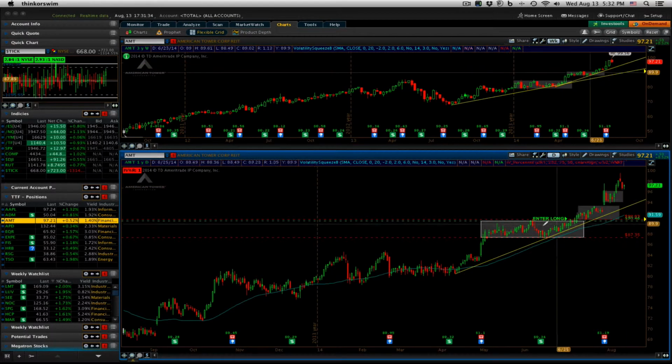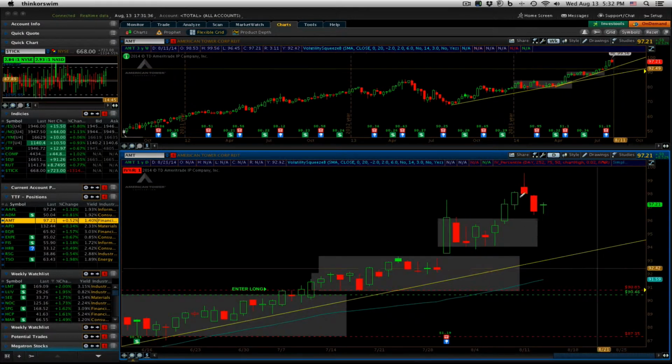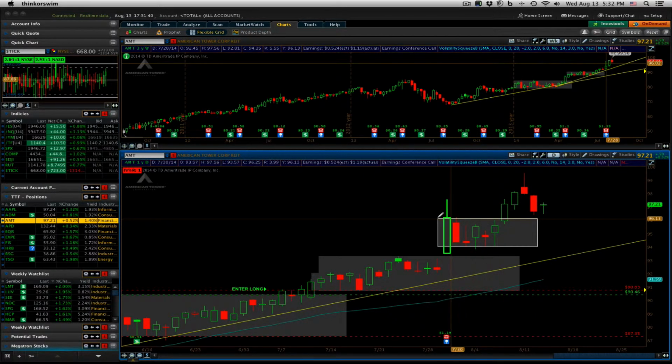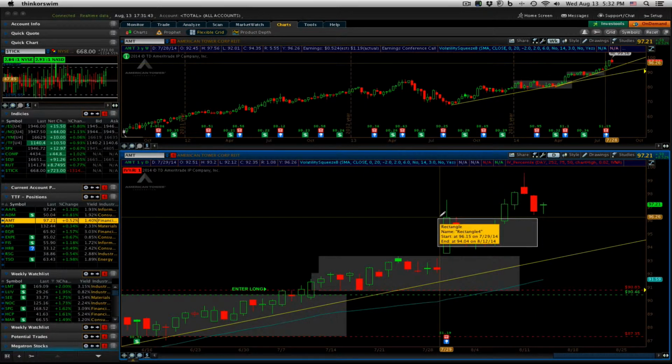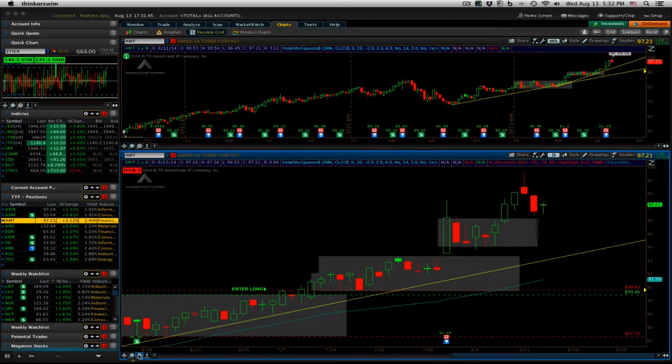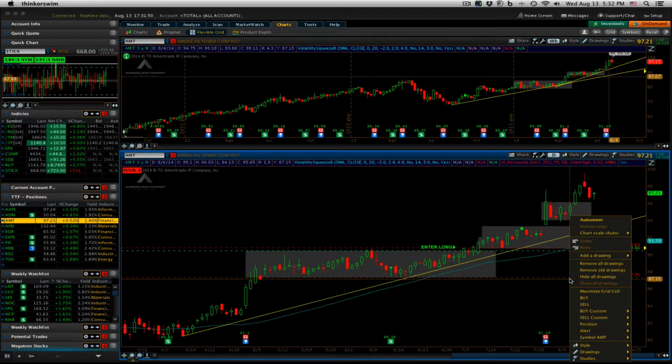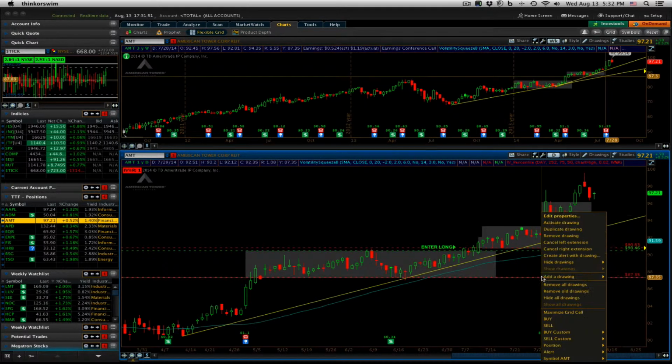AMT, we had those couple days yesterday and the day before pulling back. Now today we had a nice bounce, so maybe we're bouncing off this level, this 96.25 level. But for right now, again, the stop is 90.83. Let's go ahead and make this one gray.